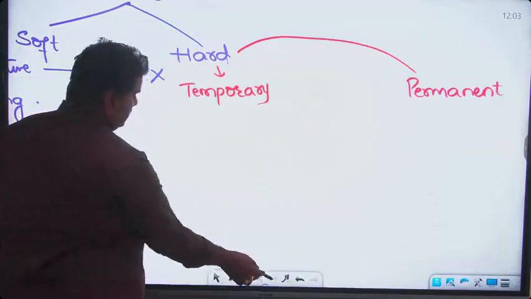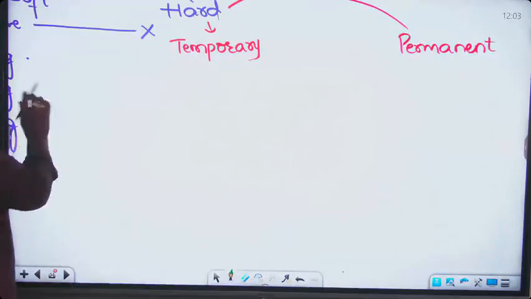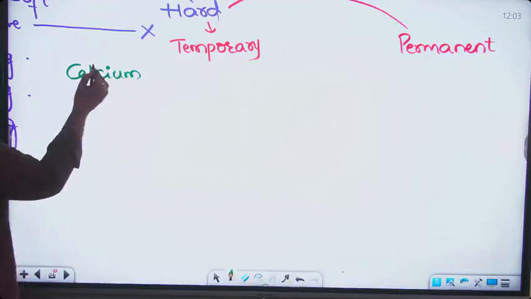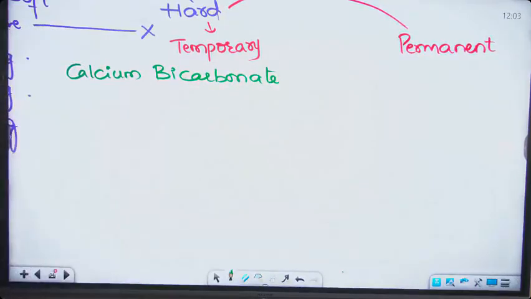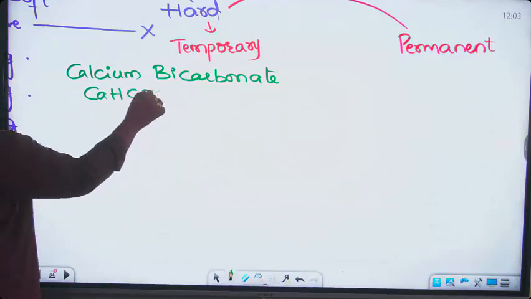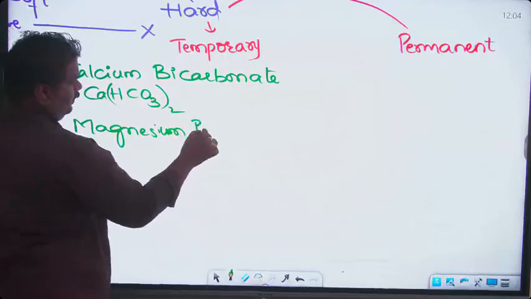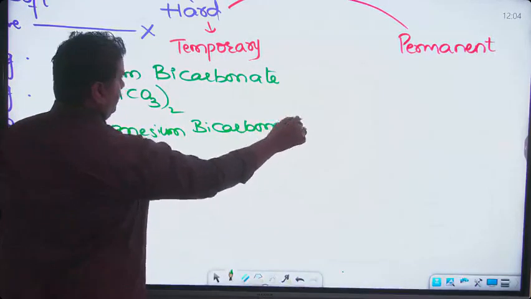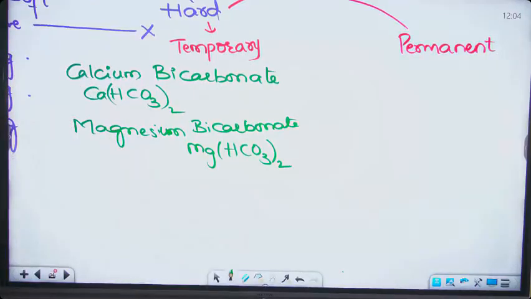Coming to temporary hardness, what is the reason for it? The chemicals responsible for the temporary hardness of water are calcium bicarbonate, Ca(HCO3)2, and magnesium bicarbonate, Mg(HCO3)2. Temporary hardness is because of calcium and magnesium bicarbonate.